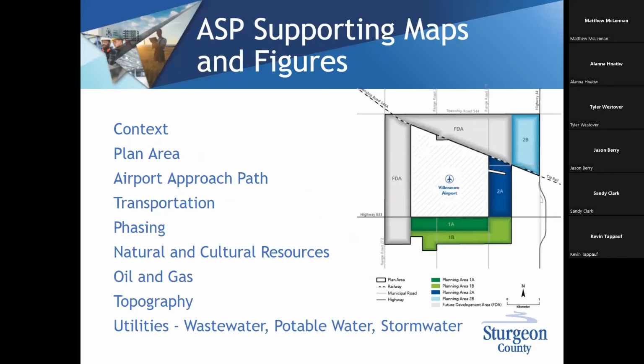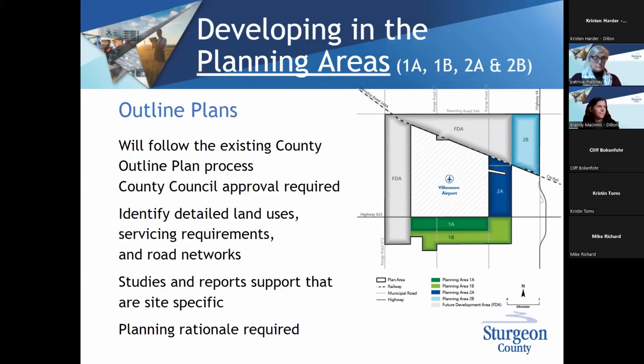And of course, the area structure plan will include several supporting maps and figures, looking at the plan area, the context, transportation and utilities, how the plan area will build out from a phasing perspective, again, those natural and cultural resources that are located in the plan area, and oil and gas. Okay, so that's a bit about the area structure plan itself.